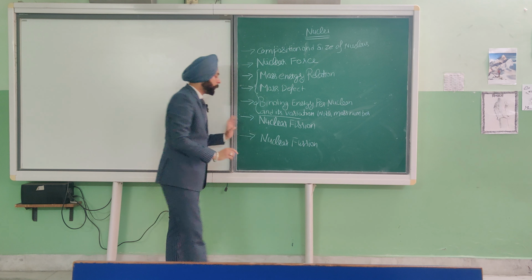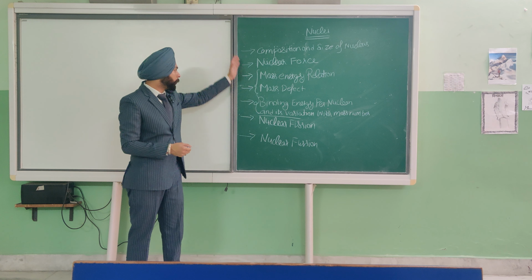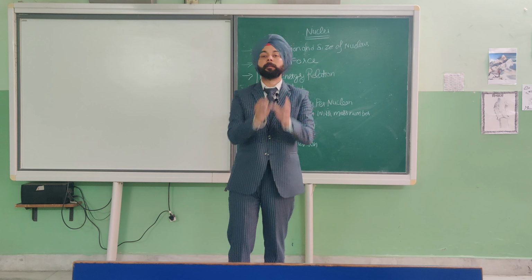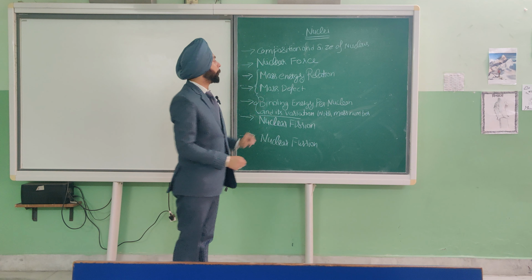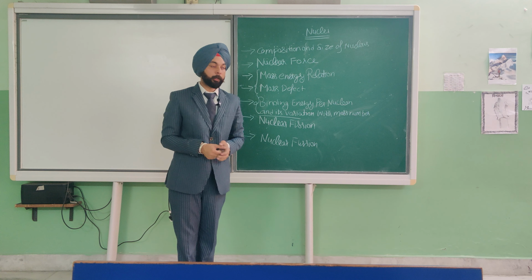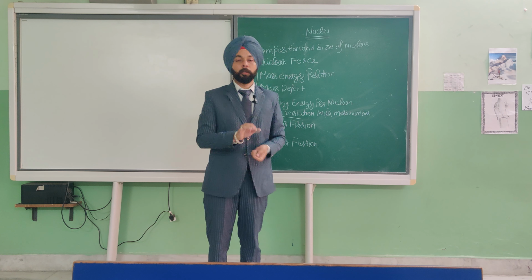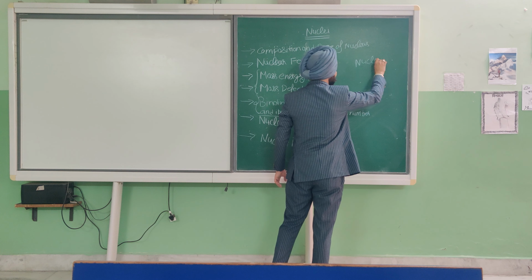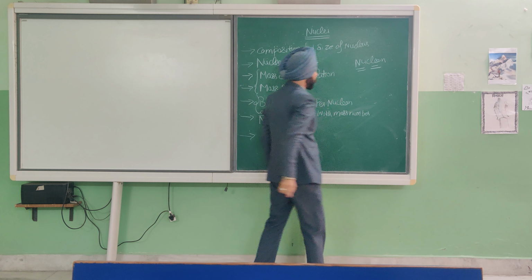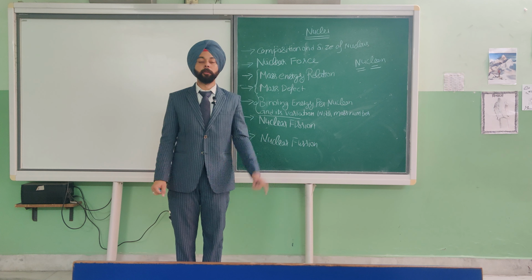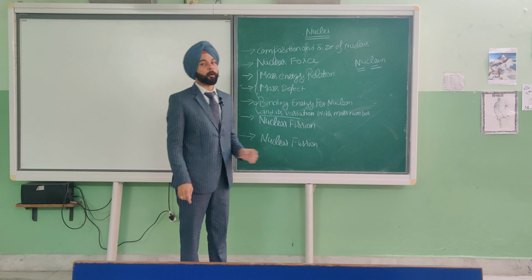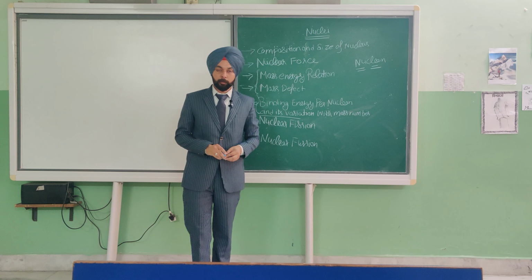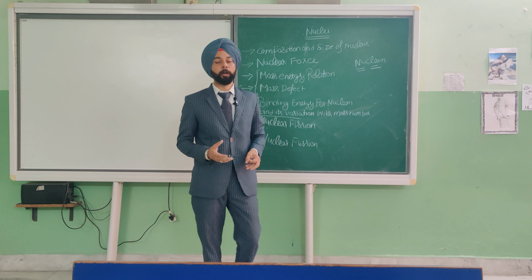Next thing is the nuclear fission and nuclear fusion. Only these topics, okay, we will discuss in this chapter. Now we will start from the first topic, composition and size of nucleus. If I talk about composition, so one word is here, nucleon. You know, okay, the nucleus is made from nucleons. And another thing, atomic mass, atomic number, and in size of nucleus we will talk about what is the size of a nucleus.